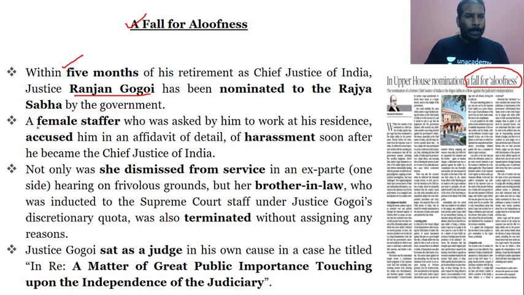There was an allegation, and a case was filed against the former Chief Justice of India, Ranjan Gogoi, by a female staffer who used to work at his residence. The female staffer accused Ranjan Gogoi and filed an affidavit in regards to harassment. And when she filed the case or affidavit, she was immediately dismissed from service ex parte. That is, one side hearing.